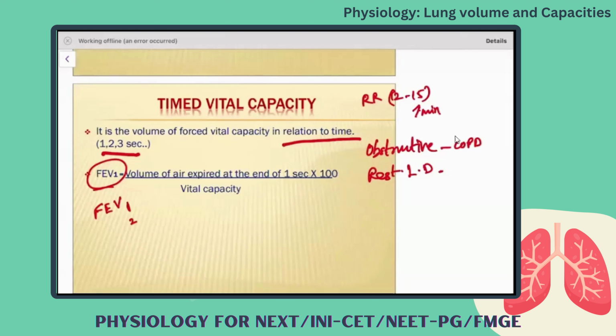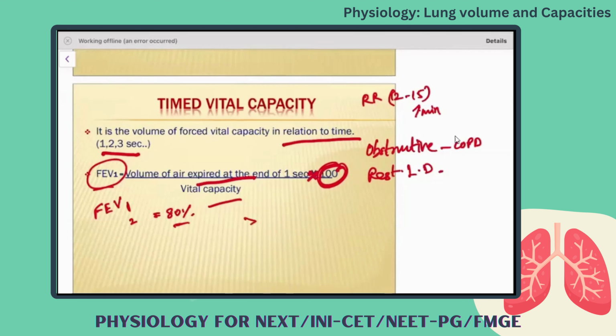And how will you calculate the value in this timed vital capacity? It is the volume of air expired at the end of 1 second, multiplied by 100 and divided by the normal vital capacity. So usually you will get the forced expiratory volume, this FEV1. Normally this will be 80%. Since you are multiplying it with 100, you will represent the value in percentage.